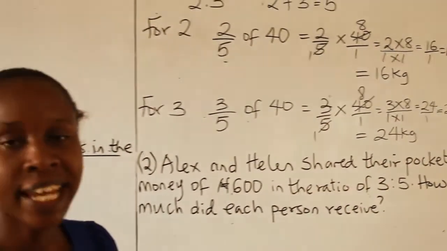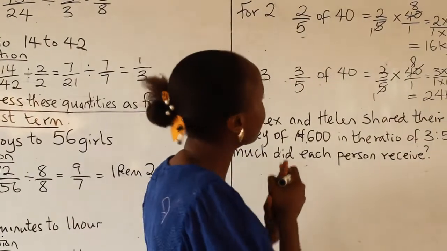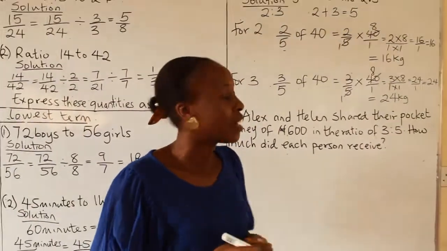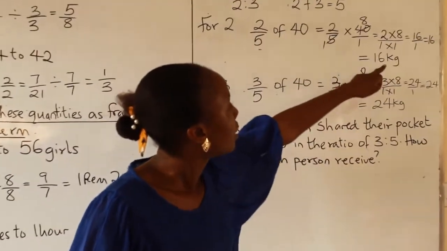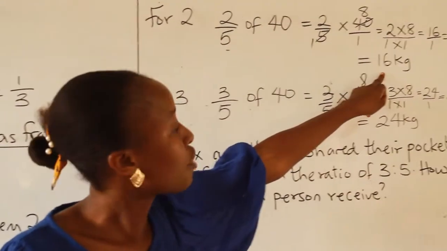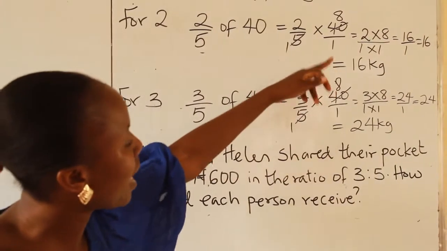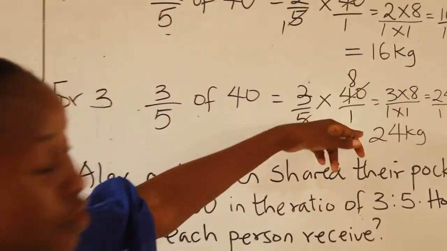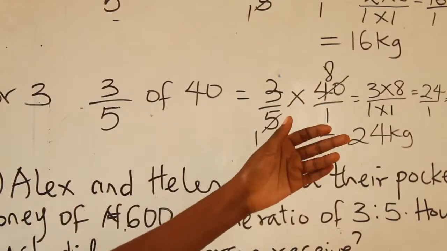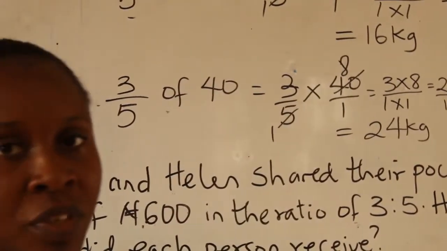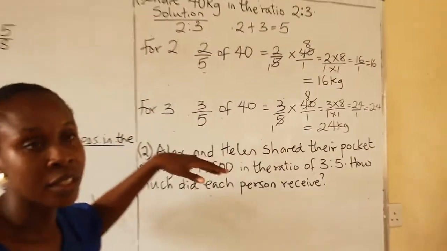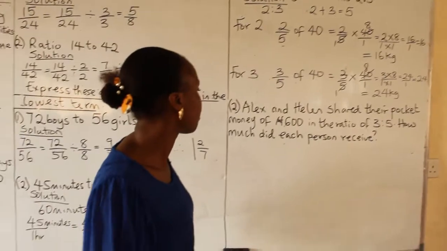If you want to check whether your answer is correct, you can add your answers for 2 parts and for 3 parts. If you add 16 plus 24, it will give us 40. It means our calculation is correct.